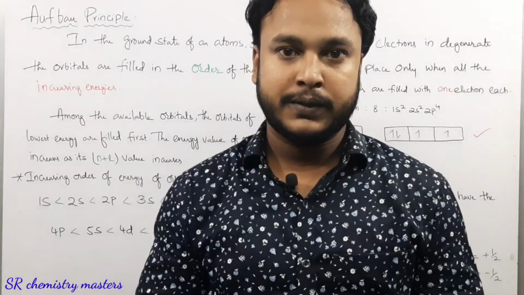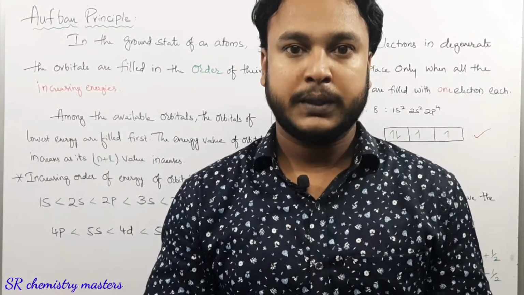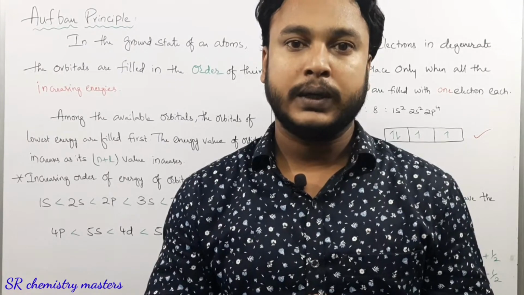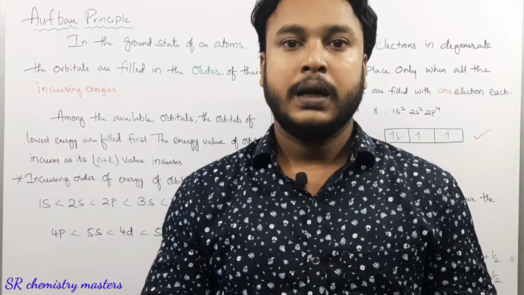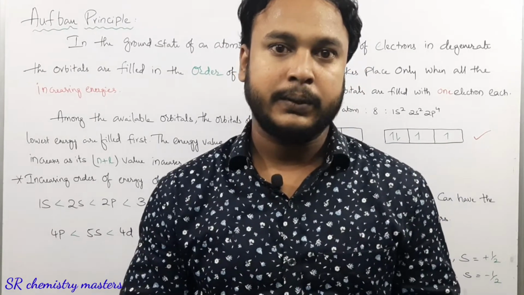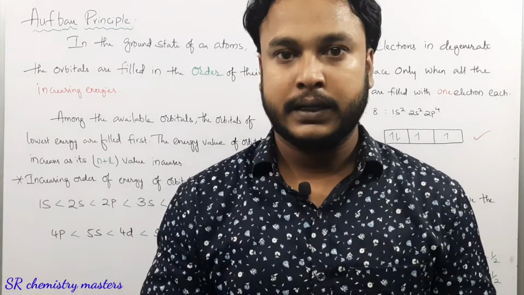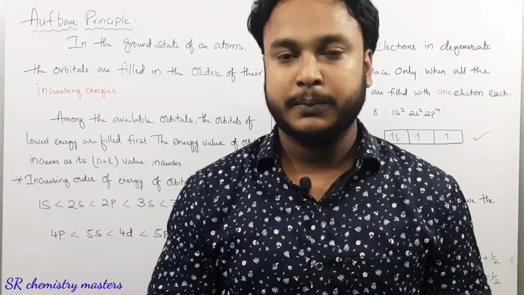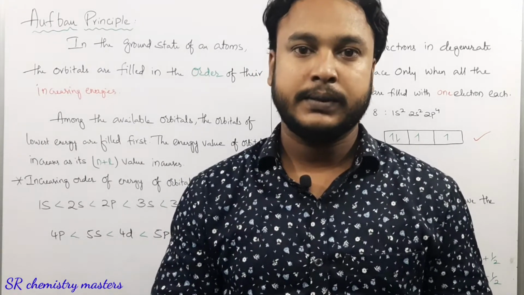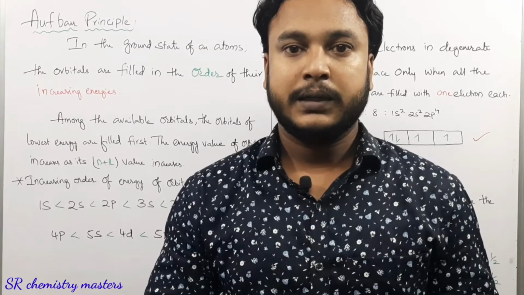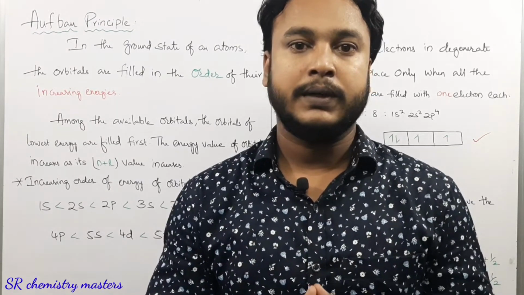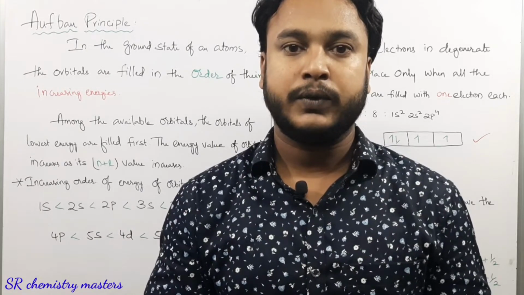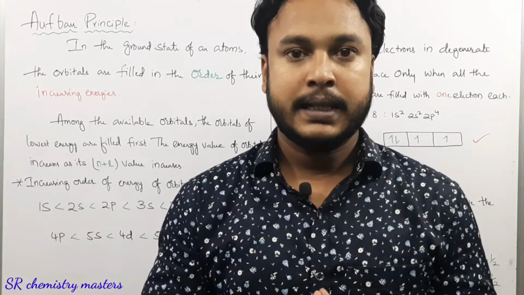So as per Aufbau, the electrons will occupy those orbitals which have lower energy first, then they go for the higher energy orbitals. Always the energy of the orbital is calculated by using the n plus l value. In the last video, we have seen the n values and l values. For s orbital, the l value is 0. For p orbital, the l value is 1. For d orbital, it is 2. For f orbital, the l value is 3.